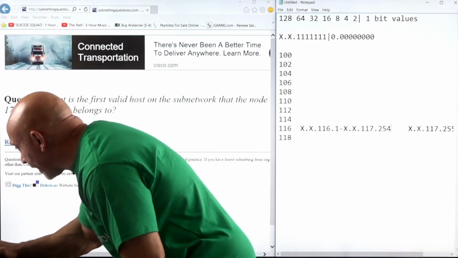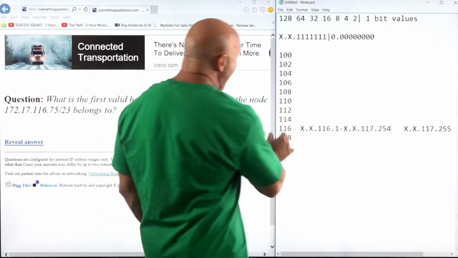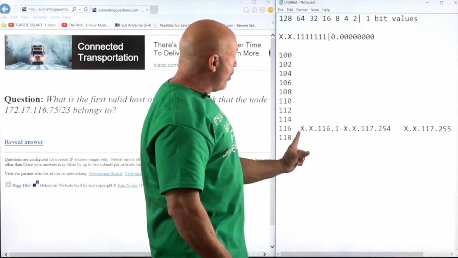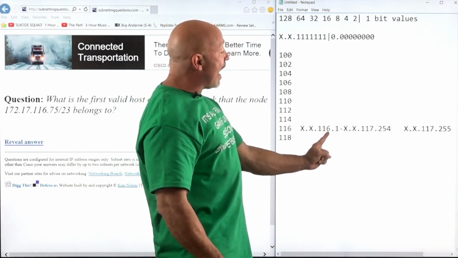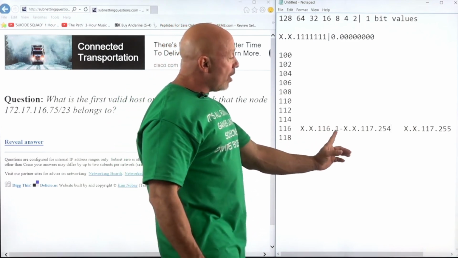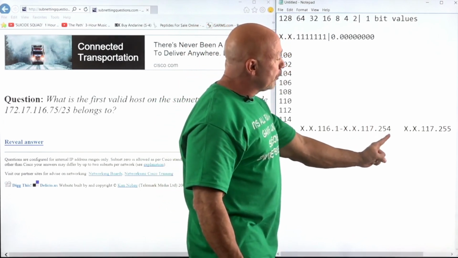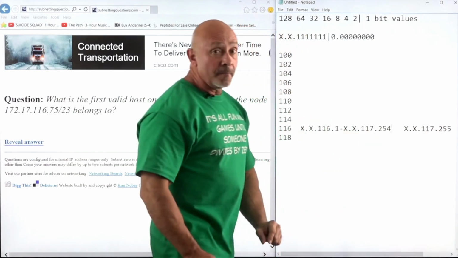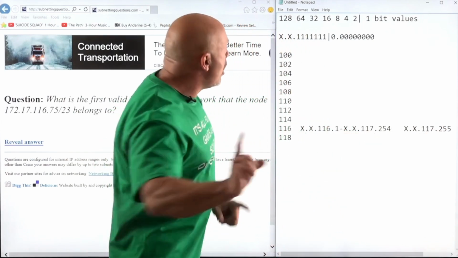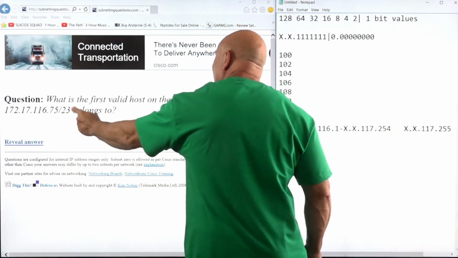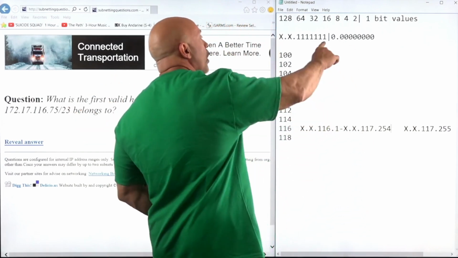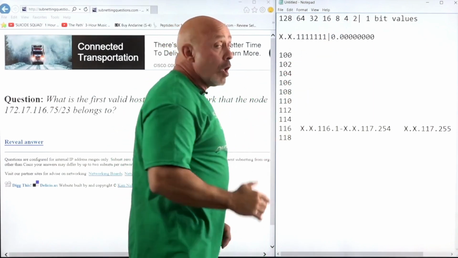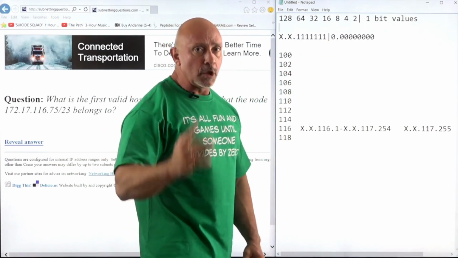So we have our network address, which is 116.0, and then immediately after that 116.1. And then we have all the way up to 117.254; that's the valid range. And then we have 117.255, the broadcast. That's it. All you've got to pay attention to is that subnet mask. Where you draw that line tells you what bit value, in this case 2, you're incrementing by. You increment, and you do it.